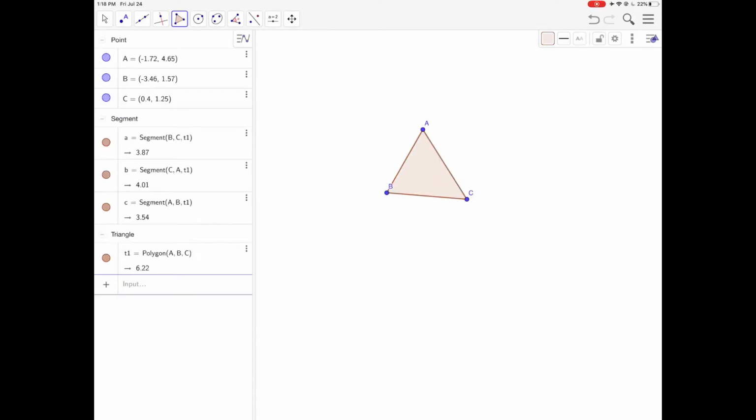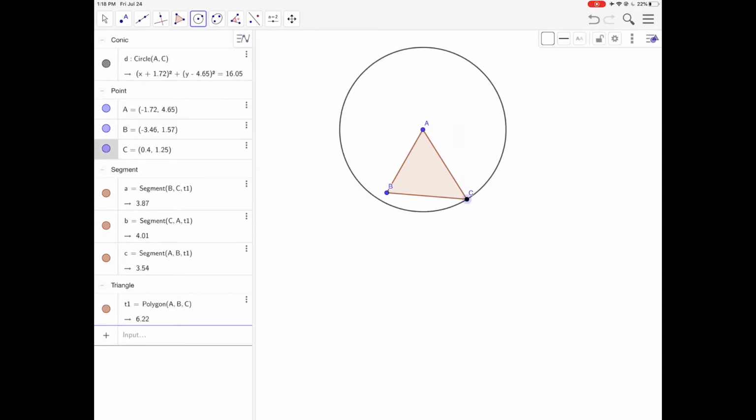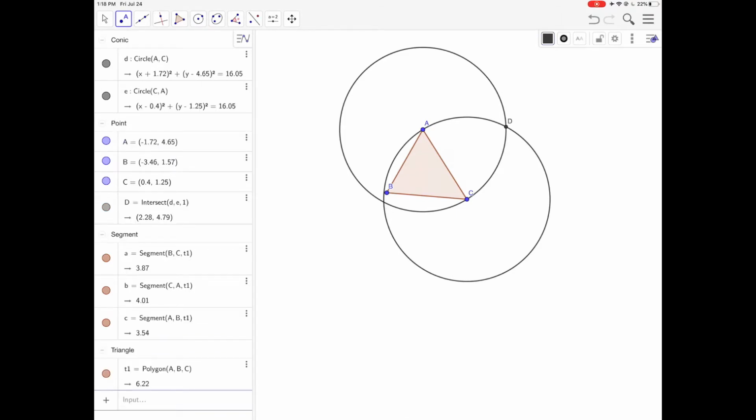Now we'll be talking about the Napoleon point. So for the Napoleon point, we need a triangle ABC, and we need to form 3 external equilateral triangles. So we will take our circle tool and form 2 circles on each line segment, and wherever those points meet is going to be our 3rd point for the equilateral triangle.